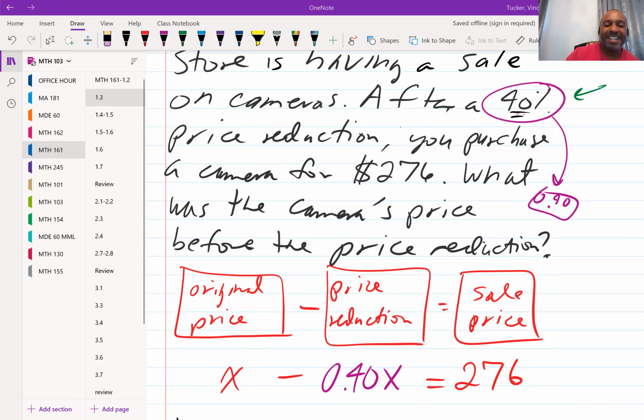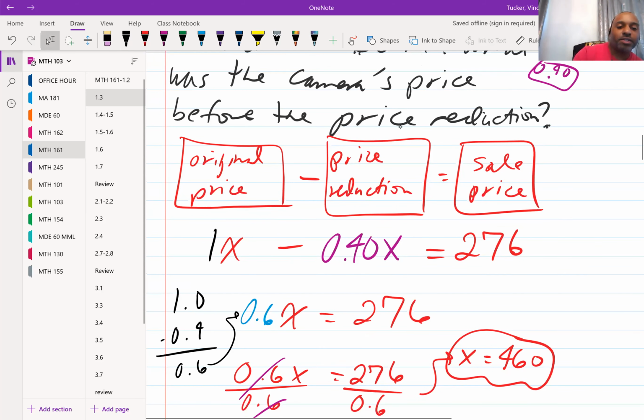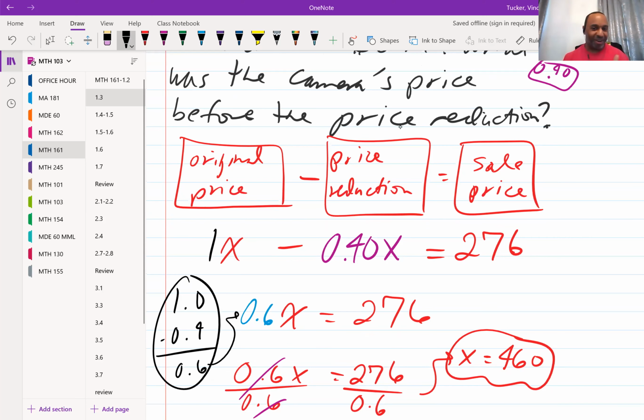So now we have to combine like terms. We have to subtract. All right. So where a lot of people make a mistake here is that there's a 1 right here. So 1 minus 0.4 is going to be 0.6. And so, like your classmate just mentioned, this goes way back. You know, we talk about subtracting decimals. And so a lot of people forget that.